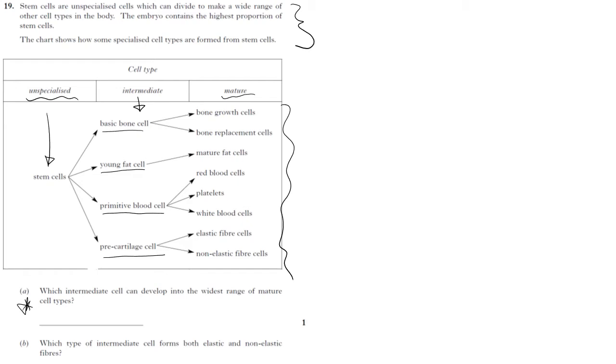So here's my intermediate cell. Basic bone, how many cells can that turn into? 2 different cells. Young fat, only 1. Primitive, there's 3 different. Pre-cartilage, there's only 2. So which one of those can develop into the widest range? The primitive blood cell.